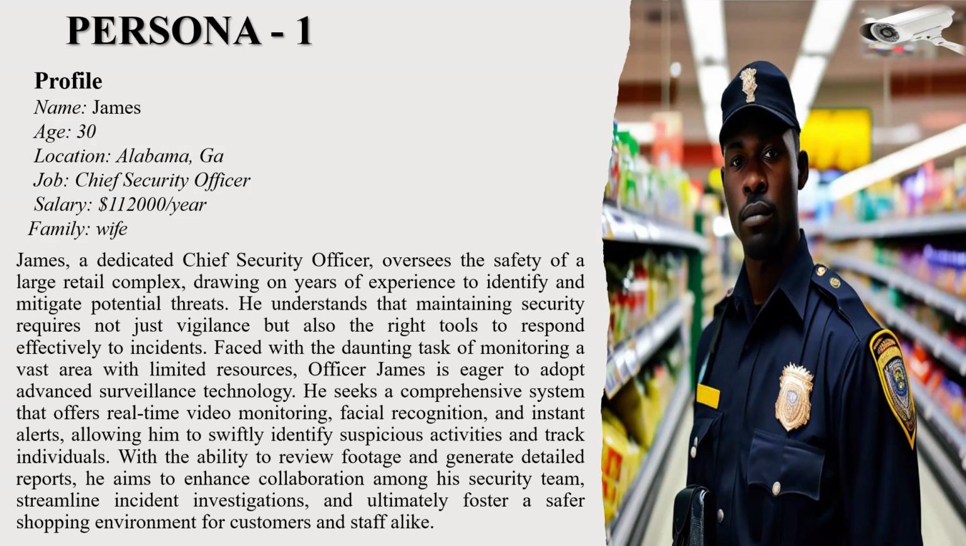The officer James is eager to adopt advanced technologies, implement more technology in the surveillance, and he seeks a comprehensive system. The comprehensive system is helpful with real-time video monitoring and facial recognition, and instant alerts allow him to swiftly identify activities and track individuals. James is able to review the footage and generate detailed reports, and he aims for better collaboration among the security team and a streamlined incident investigation. James ultimately wants to foster a safer shopping environment for customers and staff alike through the video surveillance system.